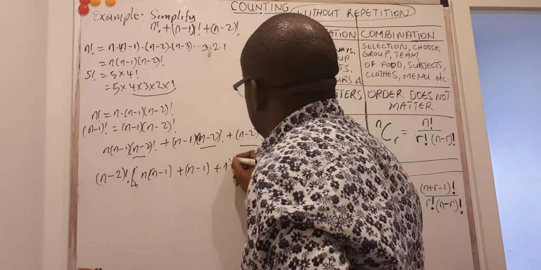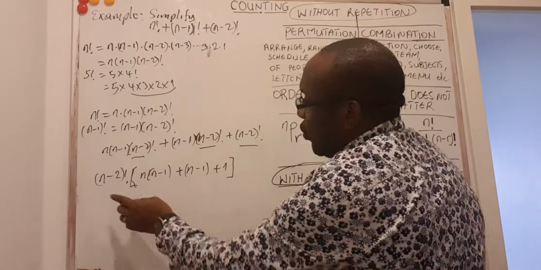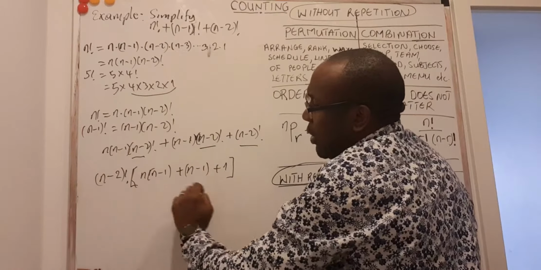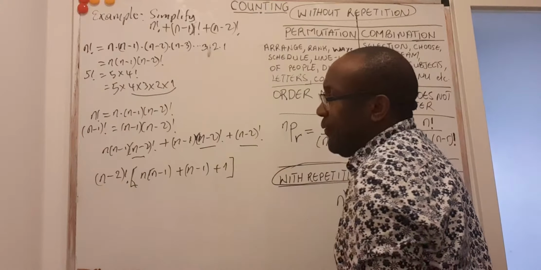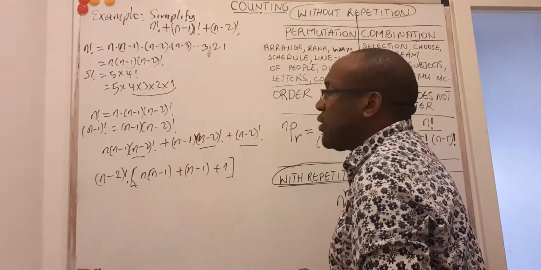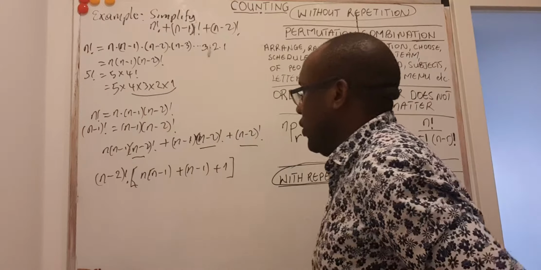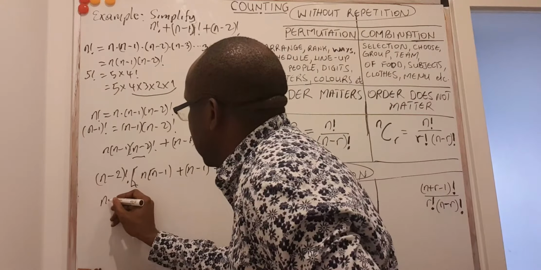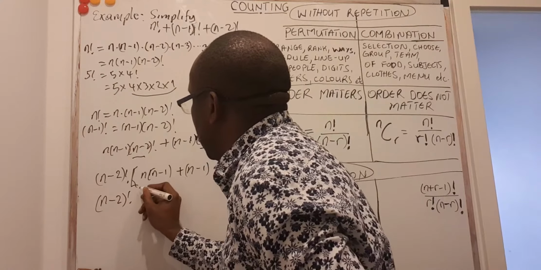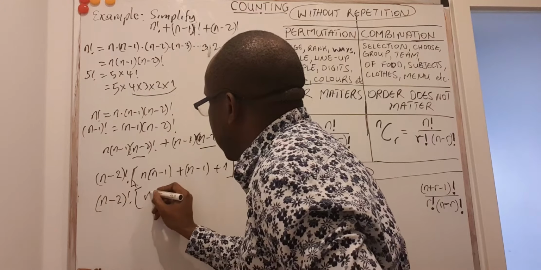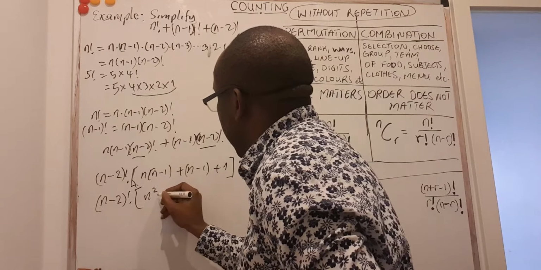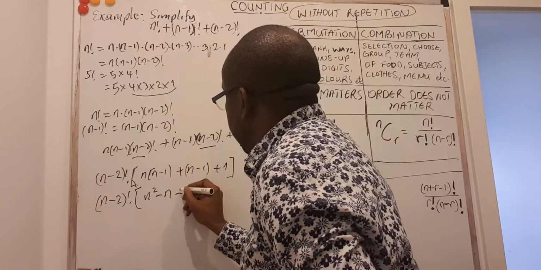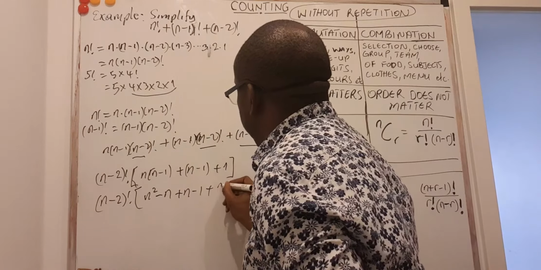It's 1. The idea is that when you factorize, you have to make sure that if you open your bracket, you should be able to get exactly what you had before. Always check that when you do factorization in every situation. So now it's just to simplify what is in the bracket. So this is n minus 2 factorial. n times n is n squared. n times minus 1 is minus n. This is plus n minus 1 plus 1.